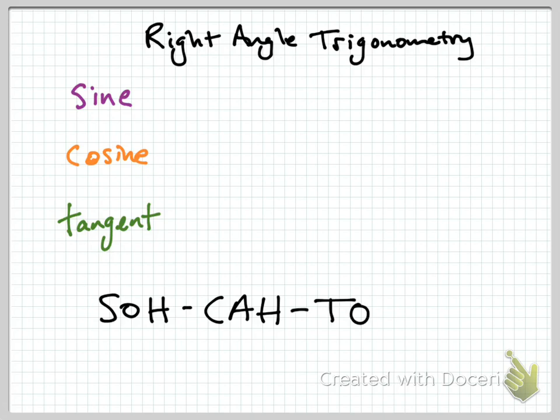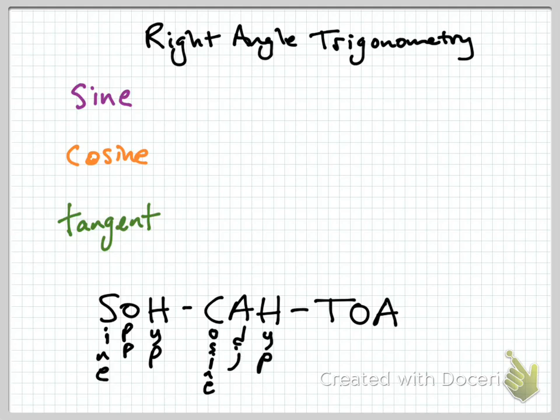And you notice that SOH, CAH, and TOA all consist of three letters. If we were in class together, we would do our chant, slamming the table like this. SOH-CAH-TOA. It's a great way to memorize that sine is the opposite over the hypotenuse. Cosine is the adjacent over the hypotenuse. And tangent is the opposite over the adjacent.